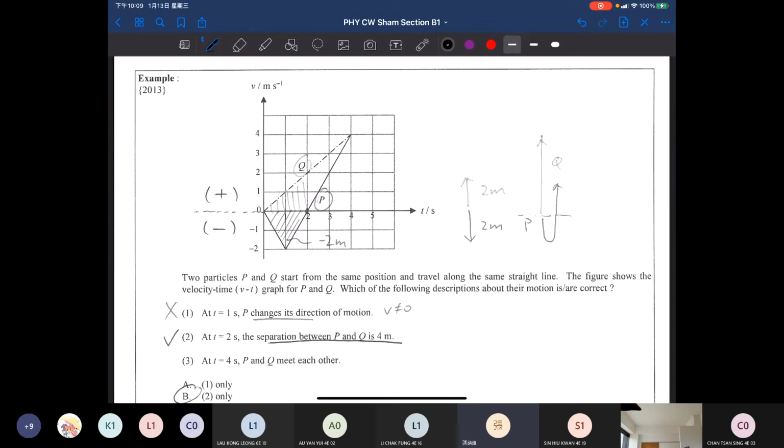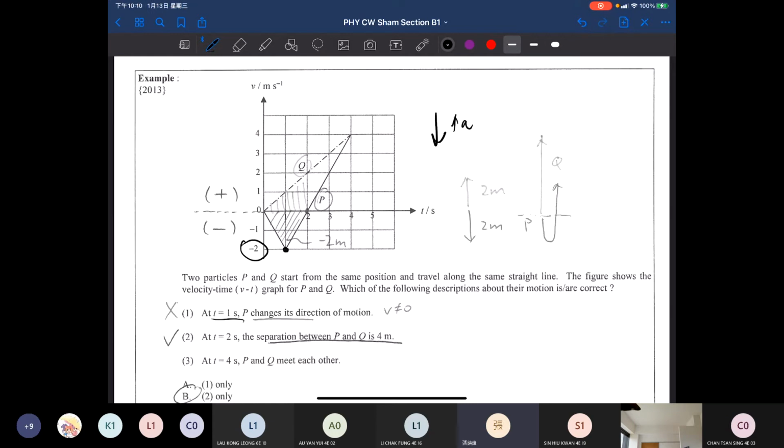So you can see the maximum of V is -2. So it is still moving downward. It is still moving downward. Okay, at t equals 1, it is accelerating upward, but it is not changing direction yet. It changed direction when t equals 2.